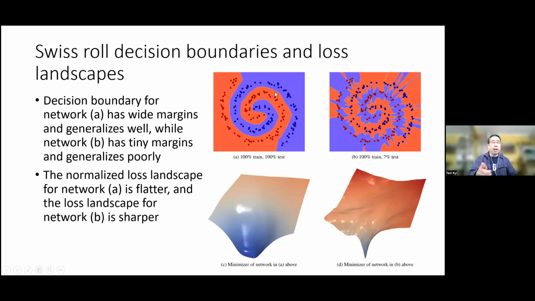If they crank up this beta factor for their poison loss, they can get it so that this network has 100% accuracy on the training set, on both the real training set and the poison training set. It gets 100%, zero loss. But it has terrible, terrible performance. It gets 7% on the test set. It's binary classification, so 7% is much, much worse than 50%. It's much, much worse than random.